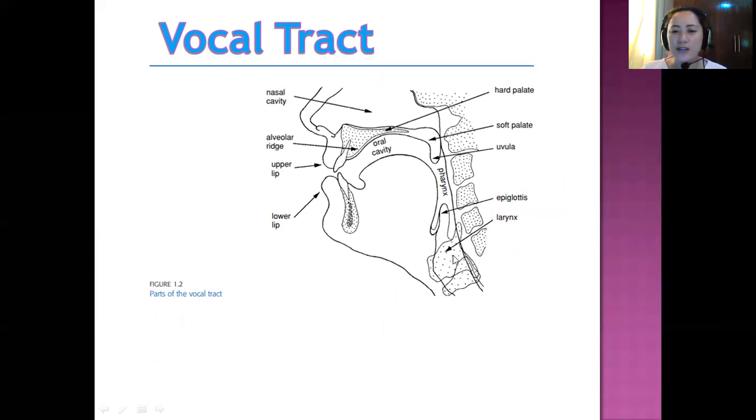So we have here the larynx. Inside the larynx again are the vocal folds or the vocal cords, soft tissues. So we have the epiglottis. This will fold when you swallow food. So you also have here the pharynx. This is controlling the movement of the tongue.